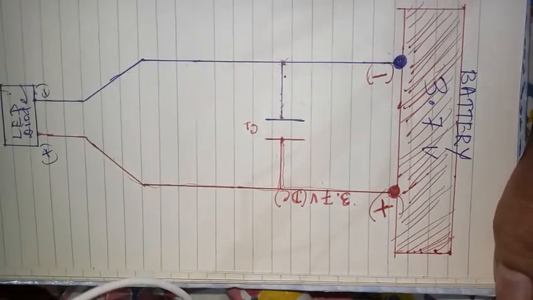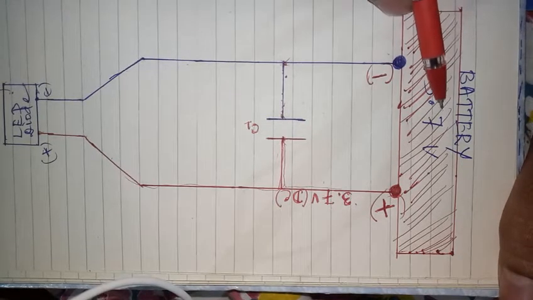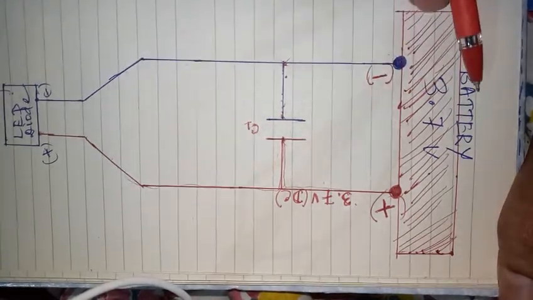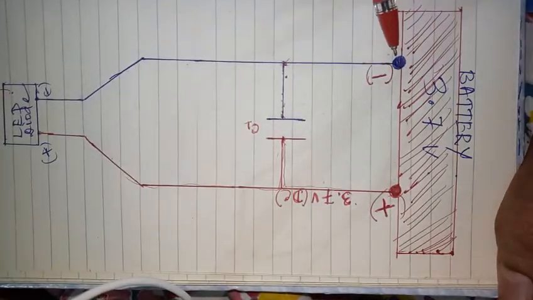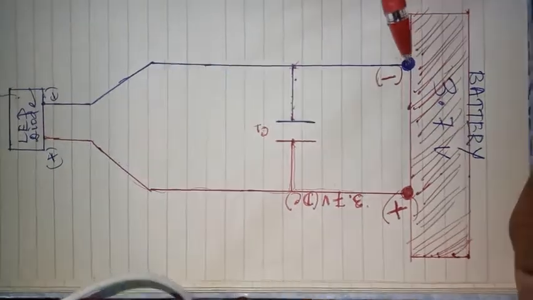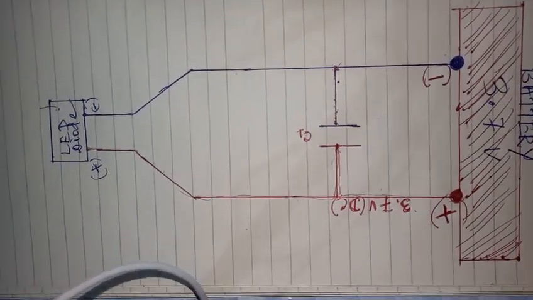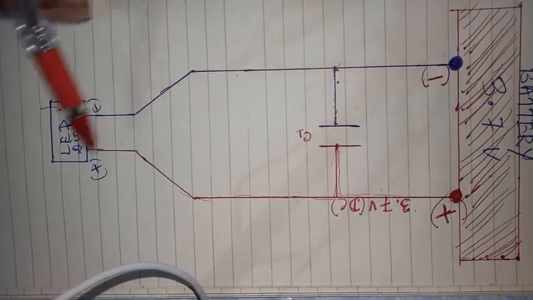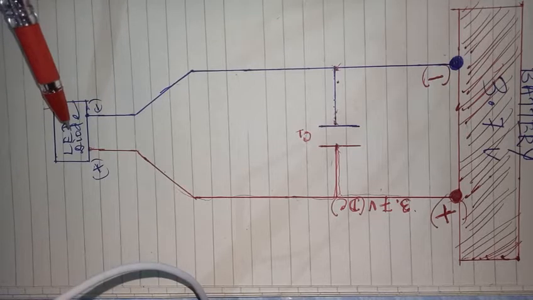For example, we have a battery here of 3.7 volt as our mobile's battery, and this is the positive terminal and this is the negative terminal. Okay, it is an old diagram. And we have an LED diode here, on load.